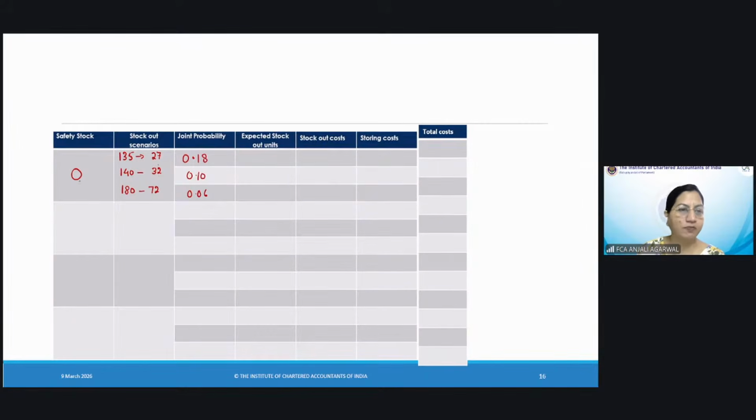So it also means that if you're keeping zero safety stock, you are taking this much risk. 18 and 10, 28 and 6. You are taking 34% risk.